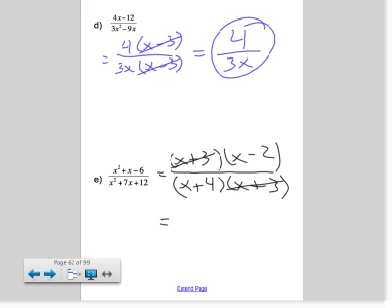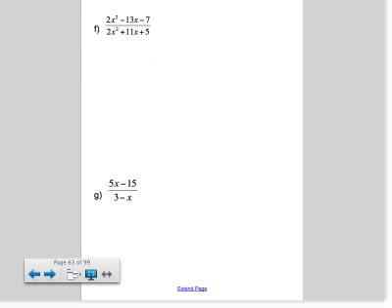So now I look at the top and the bottom. I try to find common terms, x plus 3, x plus 3. And so I'm left with x minus 2 over x plus 4 as my simplified version of this expression.